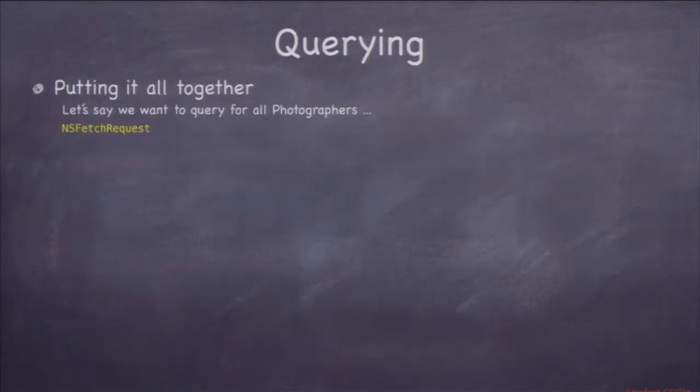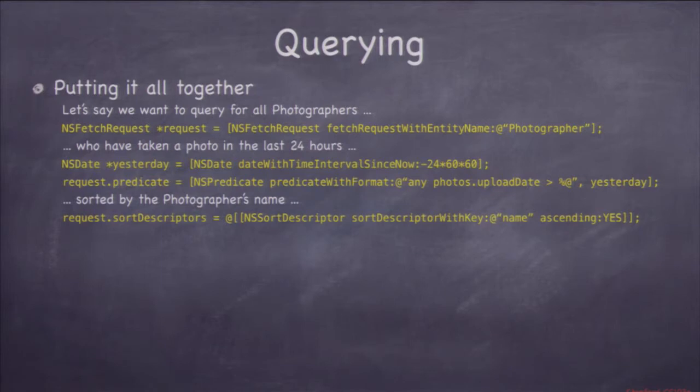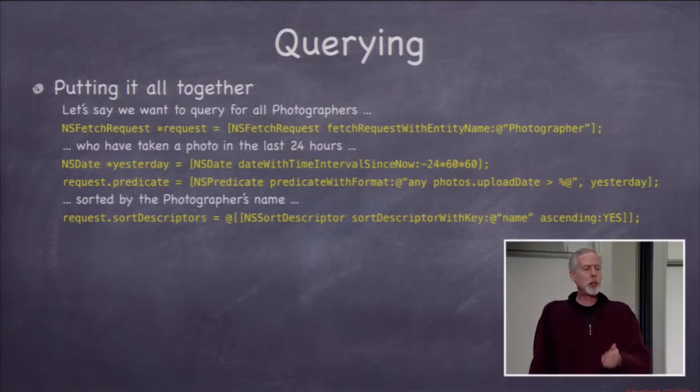All right, so let's put it all together for the request. So I've created a request that's going to get all the photographers. So I say fetch request with name Photographer, who have taken a photo in the last 24 hours.